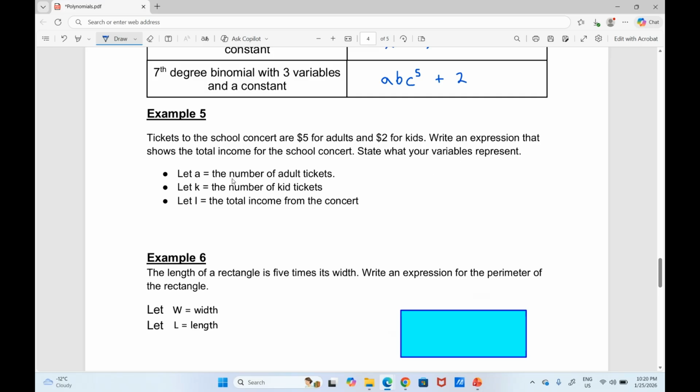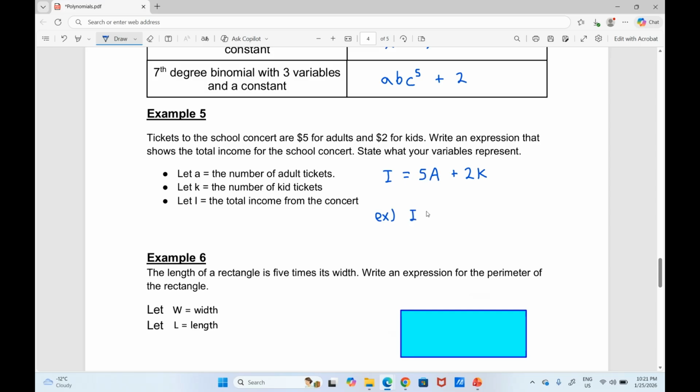So I'm going to let A equal the number of adult tickets. I'm going to let K equal the number of kid tickets, and let I equal the total income for the concert. So if it were me, I would say my total income would equal 5 times A plus 2 times K. So now let's say, for example, only one adult went to the concert.